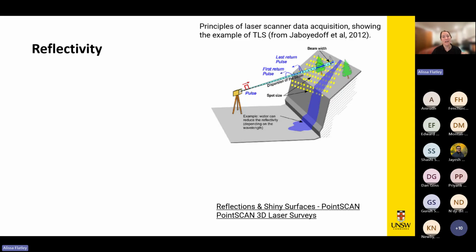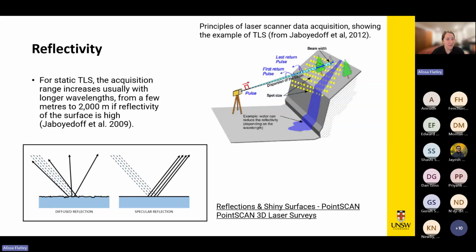If you're not familiar, this is a little diagram showing you principles of laser scanner data acquisition, and you can see the pulse, and you've got the first return pulse, the last return pulse. And in this example, it's showing you that water can reduce the reflectivity depending on the wavelength. So highly reflective objects, as I said, are challenging because they essentially create more noise in your point cloud.